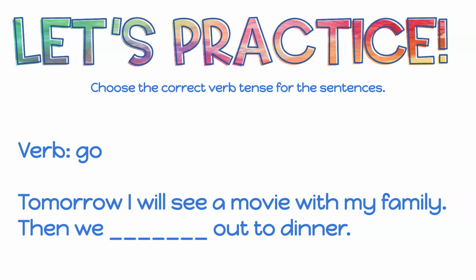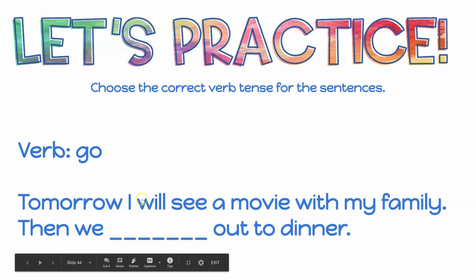Let's choose the correct verb tense for the sentences below. We want to use the verb go. Tomorrow I will see a movie with my family. Then we blank out to dinner. Notice that the first verb see is in future tense. So what verb tense of go should we be using?